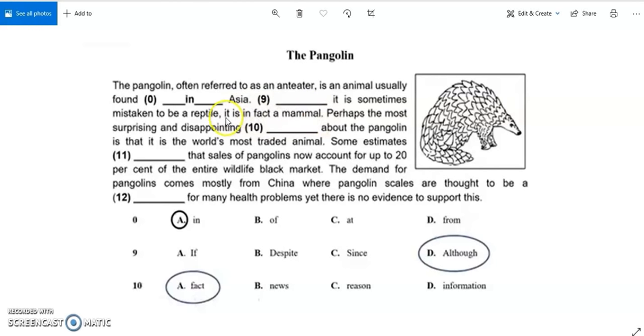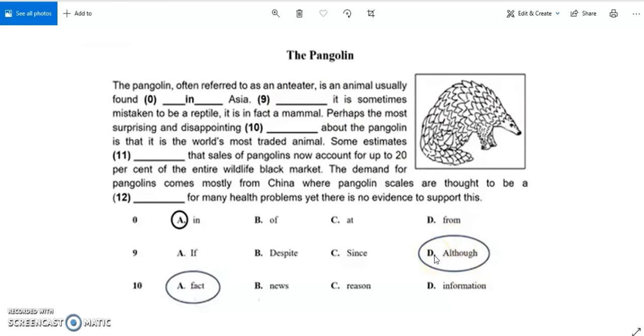Look at the second part. It is in fact. When you have the phrase in fact, it means it is actually a mammal. Okay, it is sometimes mistaken to be a reptile, but it is actually a mammal. So what are you supposed to fill in for number 9? Of course, you should fill in although.